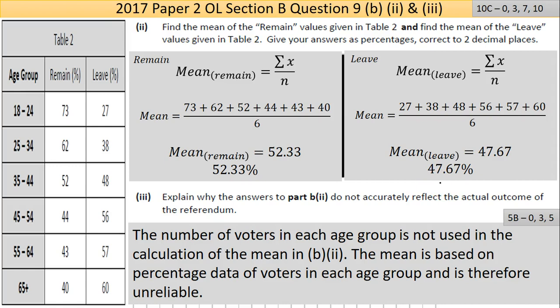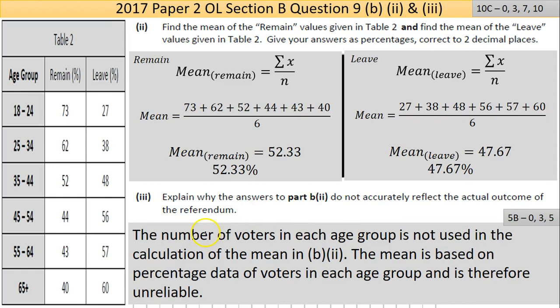Fairly handy. Mean, mode, median is fairly standard in statistics. And the three concepts together are called the average, so I probably shouldn't use the slang of average in a mathematical sense. Part 3 here says, explain why the answers to Part B2 do not accurately reflect the actual outcome of the referendum.